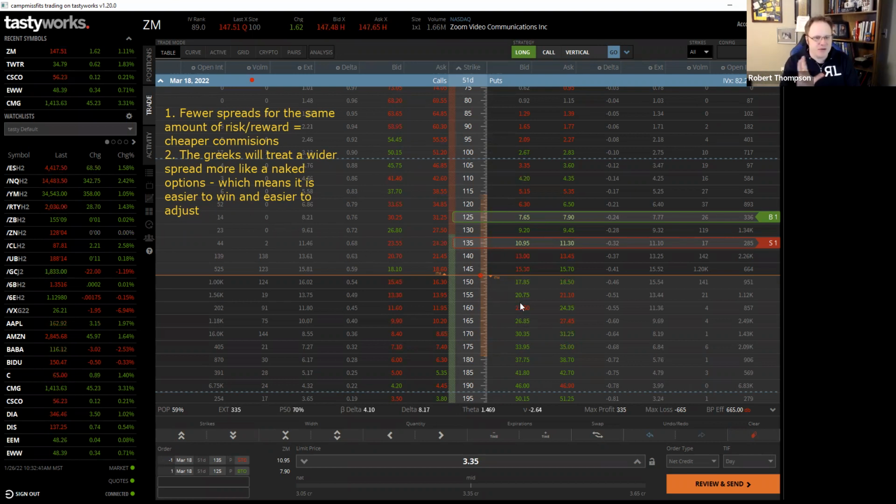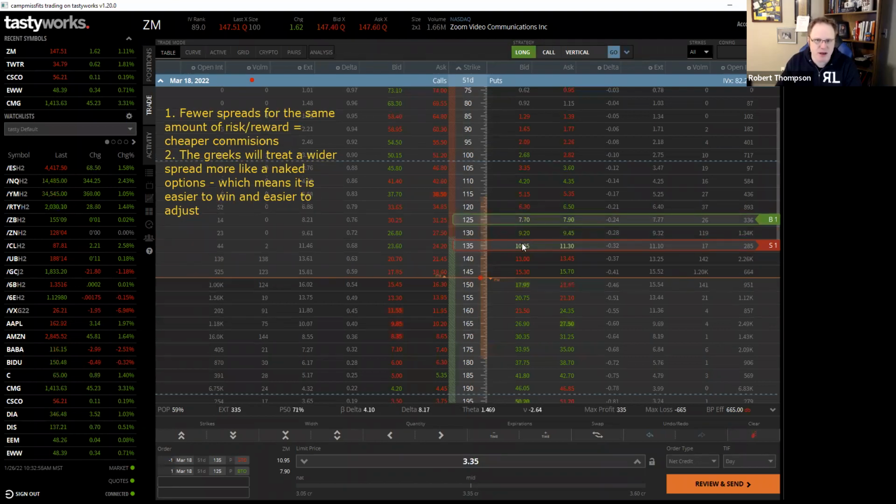But you have to remember, you don't want to go over 3% of your account size. So if you're in a $10,000 account, a $10 wide spread is 6% of your account size. So that's probably not going to work. You should probably stick to $5 wide. So it will come down to your account size to some extent. It will also come down to the premium.